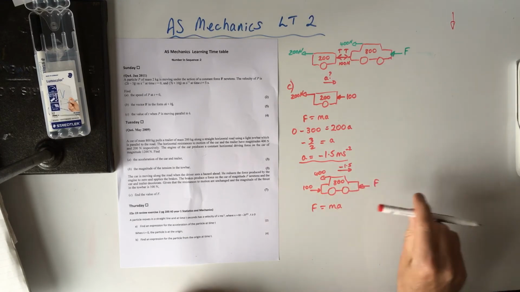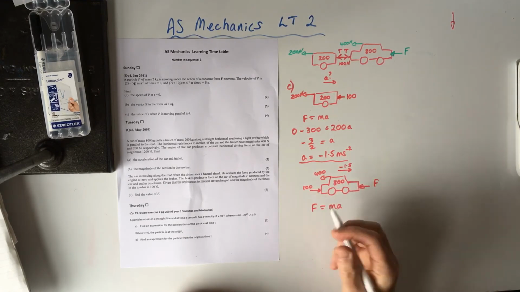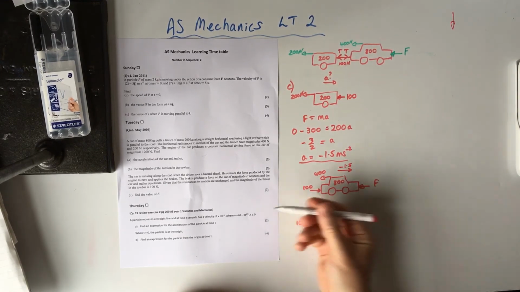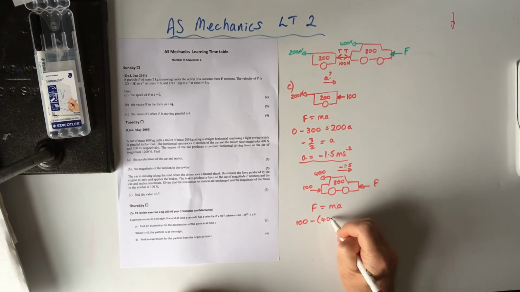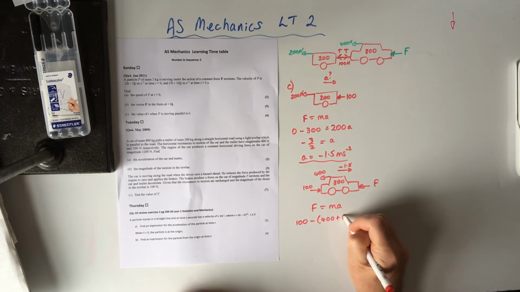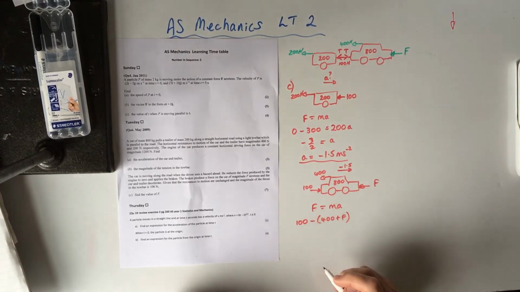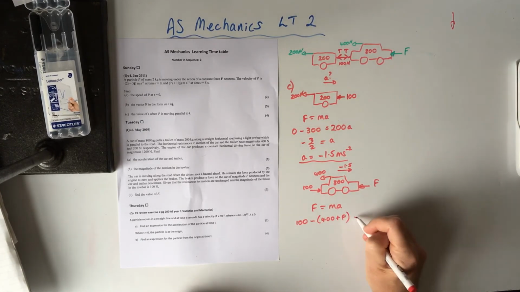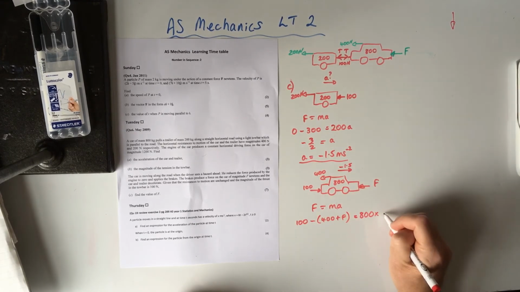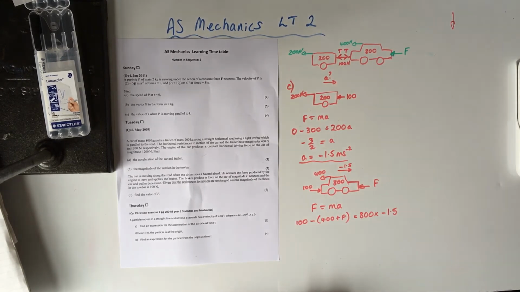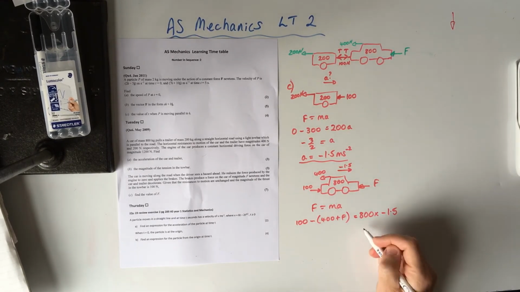What forces are going that way? The 100 newtons force minus all the forces going that way, and minus the forces going that way are the 400 plus the braking force. Okay, and it's equal to the mass, which is 800 times the acceleration, which is minus 1.5. Okay, so there we go, we've put it in.